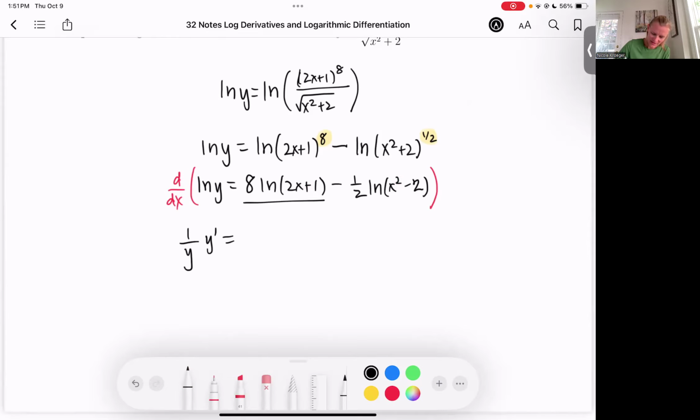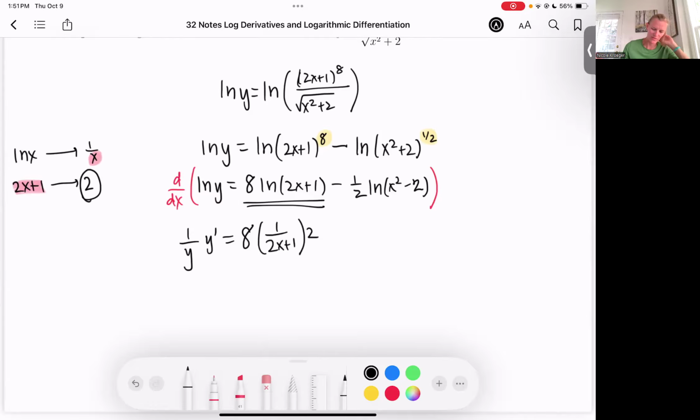Okay, so to take the derivative of this piece, the 8 is a constant out front, so it can stay out front. Then we use the chain rule on the natural log piece. The outside function is ln of x. The inside function is 2x plus 1. The derivative of ln of x is 1 over x. The derivative of 2x plus 1 is 2. So we put the 2x plus 1 inside the 1 over x. So I get 1 over 2x plus 1. And we multiply that whole thing by the derivative of the inside. Multiply that by the 2.